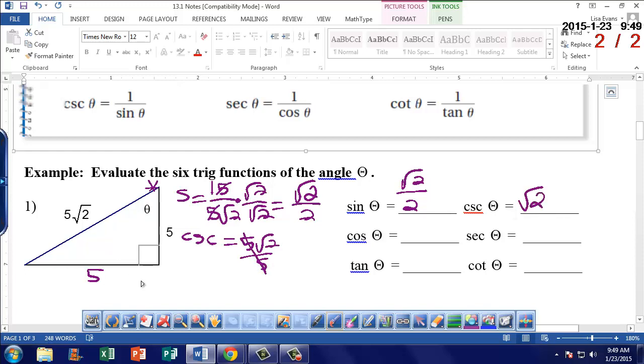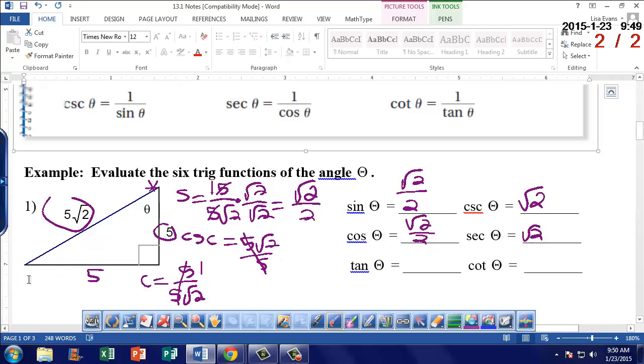Now, cosine is going to be adjacent over hypotenuse. When we do adjacent over hypotenuse, we end up with the same thing we did for sine. And that happens because the legs are equal. So we're going to end up with 1 over root 2. We need to multiply by root 2 over root 2, and we end up with the same thing, root 2 over 2. So of course when we go to do secant, we're going to have the reciprocal of that, which is going to be the same as cosecant, root 2.